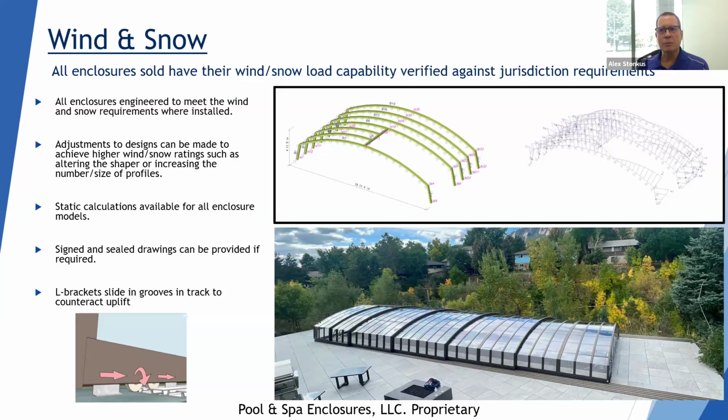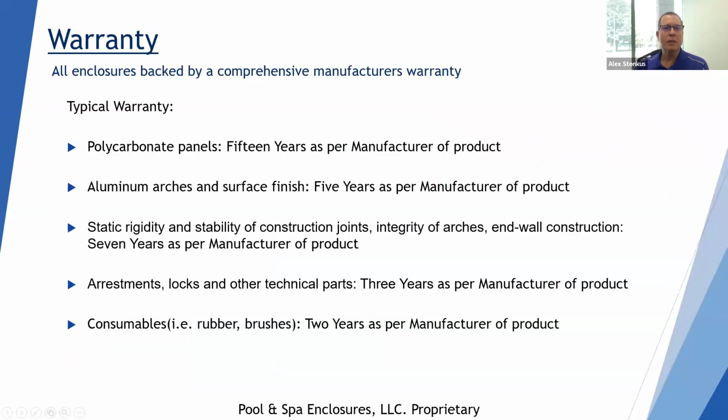But as you see on the bottom left-hand side, we're going to have L brackets within the enclosure frame that are going to get interlocked into the track. And that's going to stop the uplift of the enclosure. And then the side-to-side movement, as we saw earlier, is going to be done by the pins themselves. That's going to stop that.